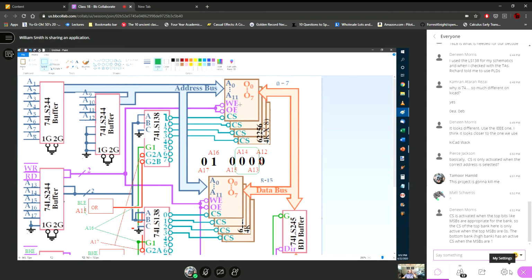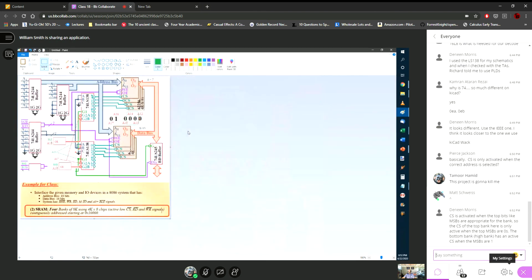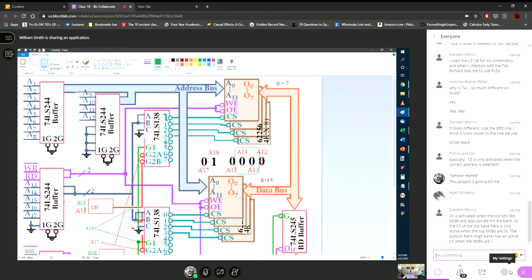So a bank is 2 chips. CS is activated when the top bits are MSBs and are appropriate for the bank. So the CS of the top bank is here. Did I have them switched around? You're right, I got them backwards. Sorry. No, I got them right. BLE is on the top, BHE is on the bottom.